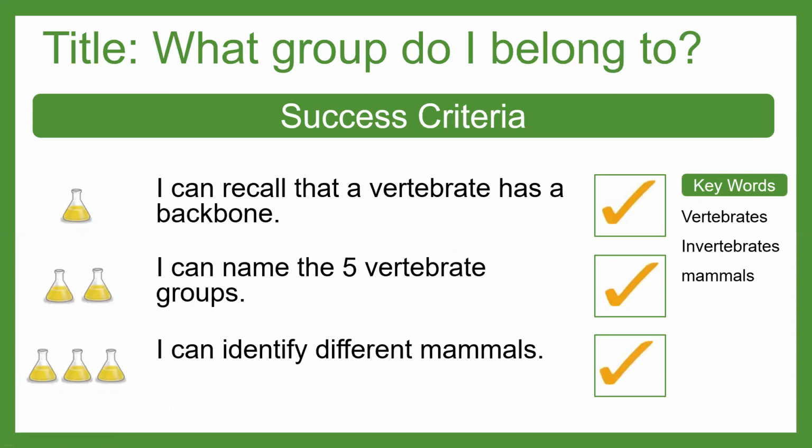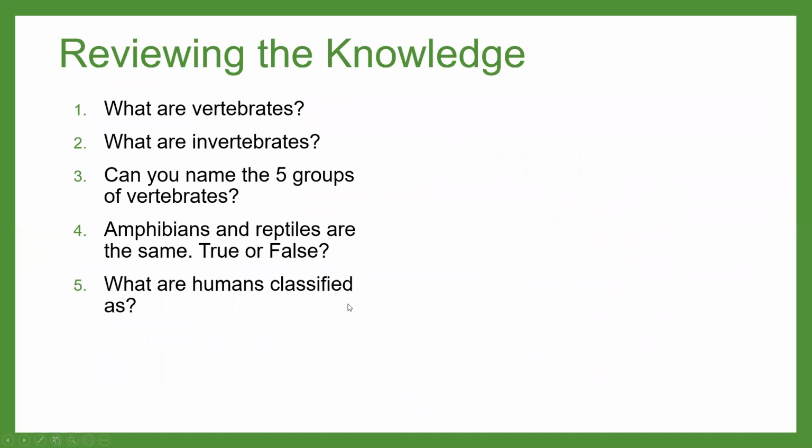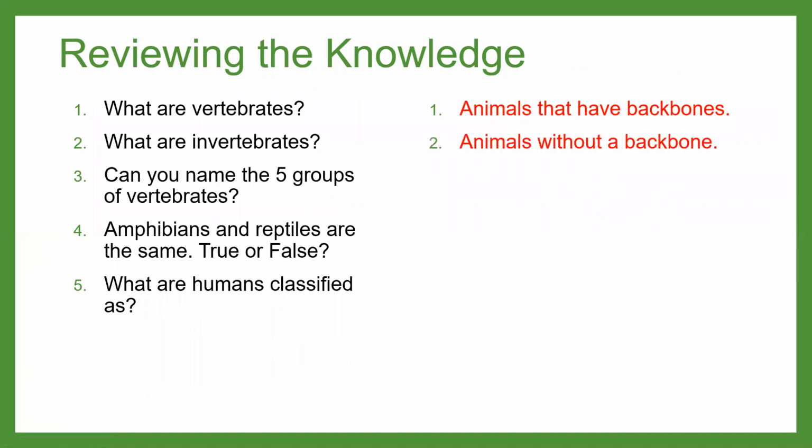Well done, children. We have achieved all 3 parts of our lesson today, and you've done really well sorting out your animals. We've got one final thing to do, reviewing the knowledge. I wonder if you can answer any of these questions based on what you've learned today. What are vertebrates? Well, vertebrates are animals that have backbones. What are invertebrates? Invertebrates are animals without a backbone.